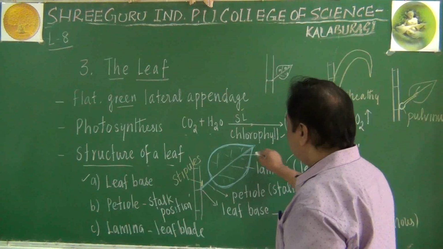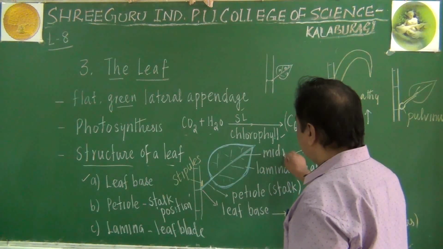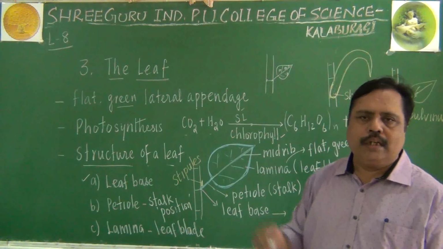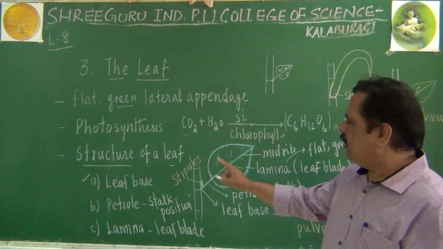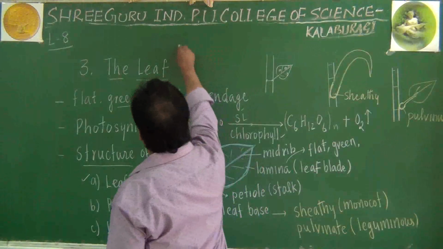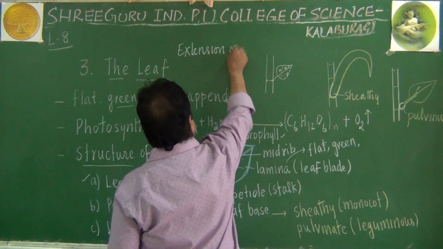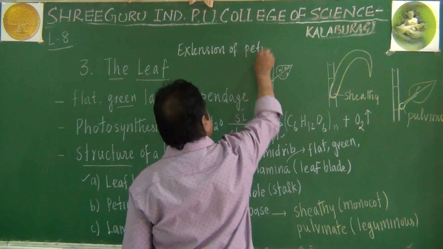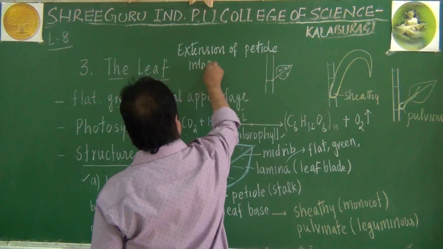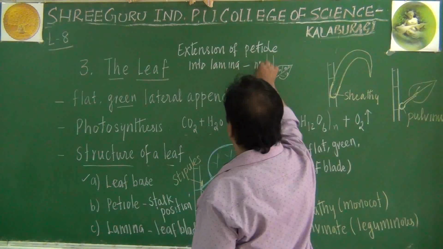Remember, the name of that extension is called midrib. So that is called midrib. What is midrib? Extension of petiole into the lamina is called midrib. So let me write it here. Extension of petiole into the lamina is known as midrib, remember.